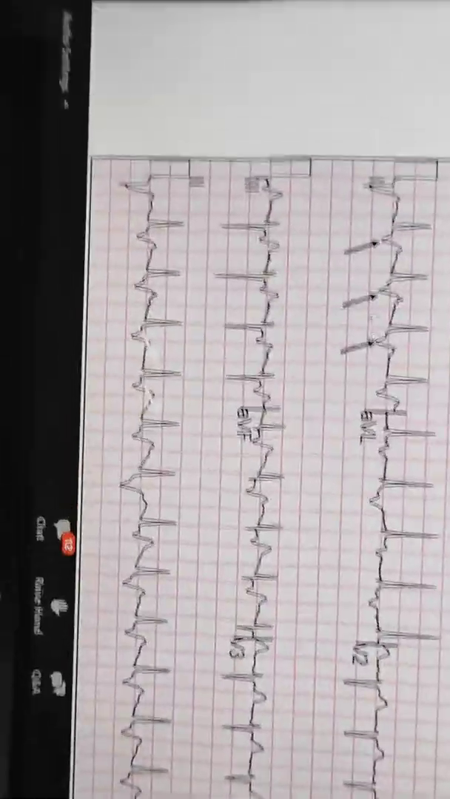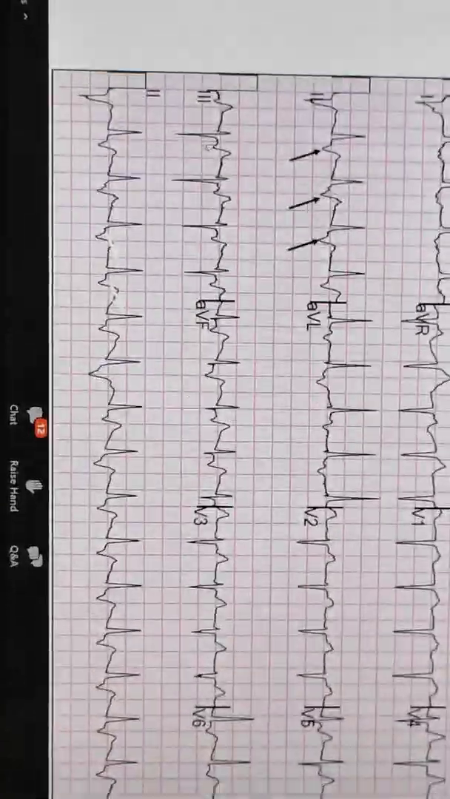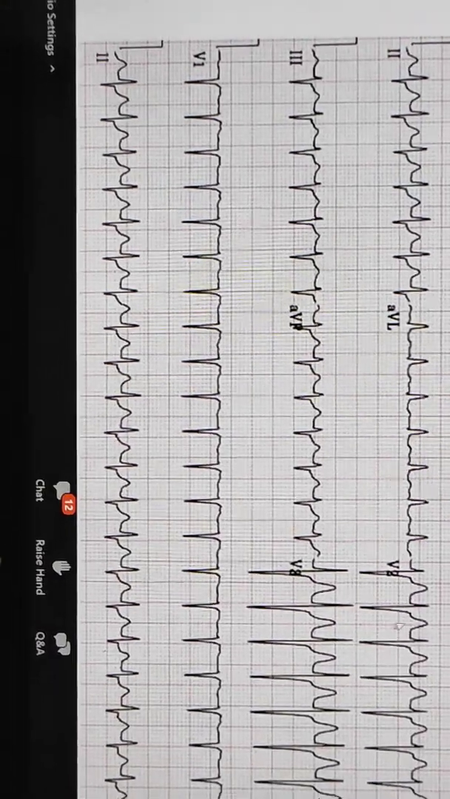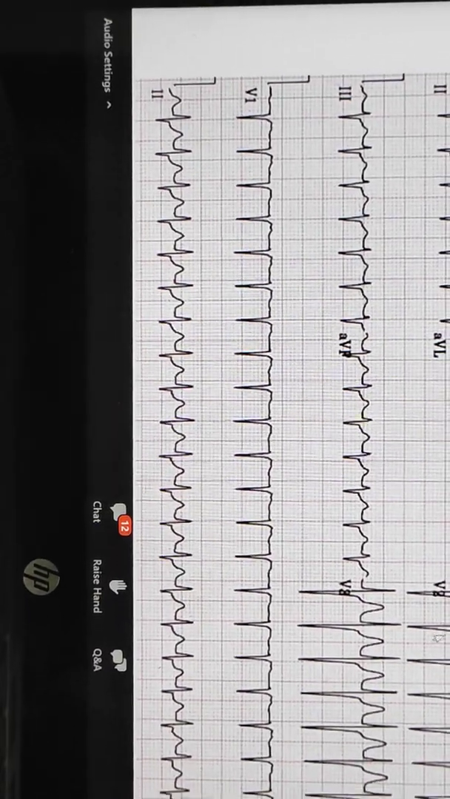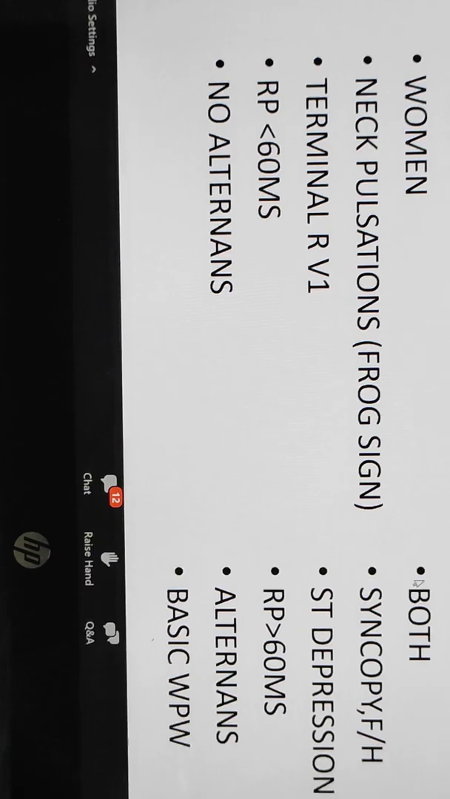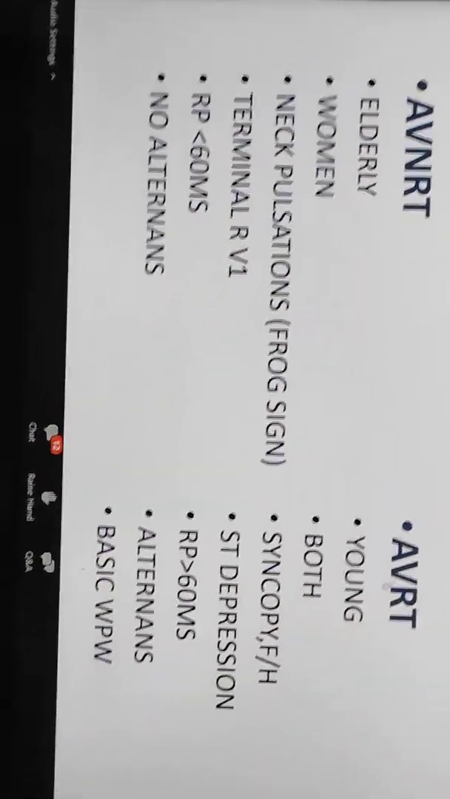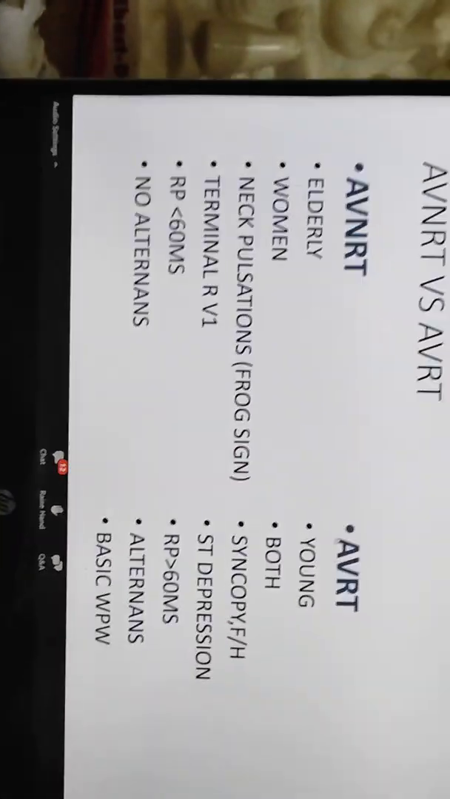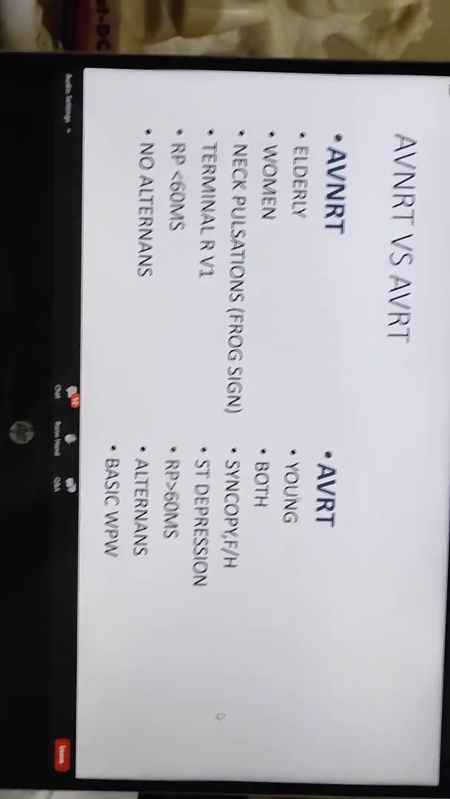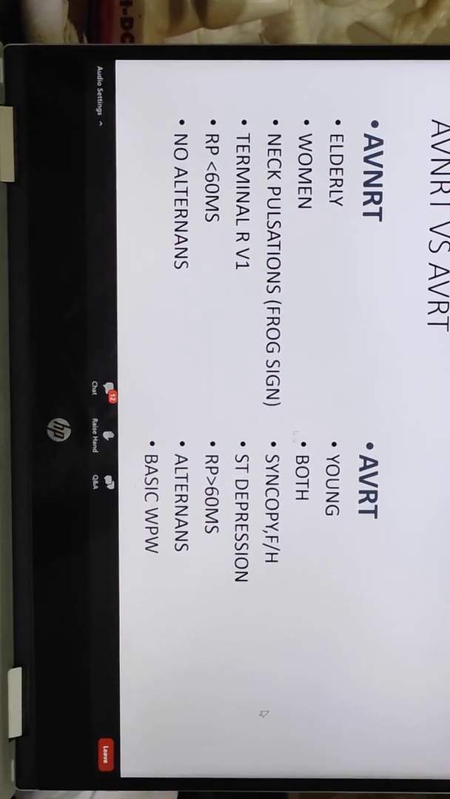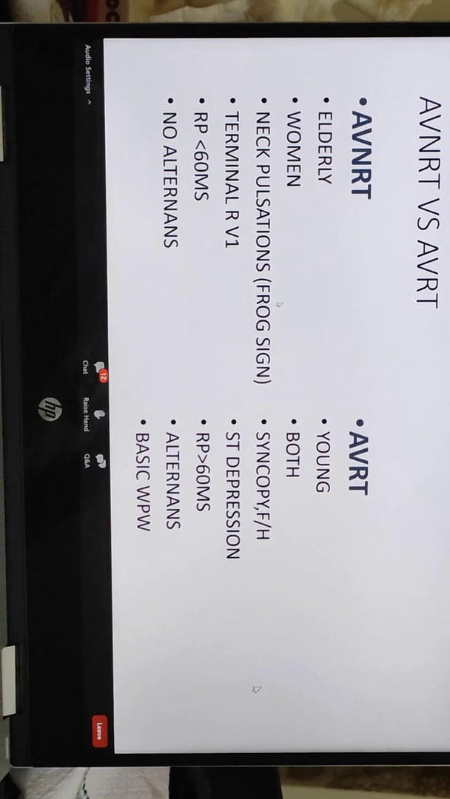So just compare this ECG here. We can beautifully see that retrograde P wave in the ST segment, and you see the ST segment in the inferior leads. This is why we diagnose the orthodromic tachycardia versus the AVNRT. So what are the differences between AVNRT and atrioventricular reciprocating tachycardia involving the bundle of Kent? AVNRT is most often in the elderly, AVRT is most often in the young. Women predominate in AVNRT. Both sexes can have AVRT.